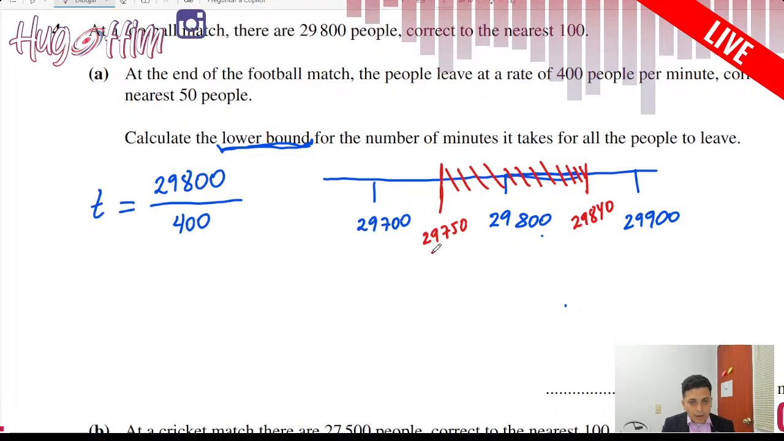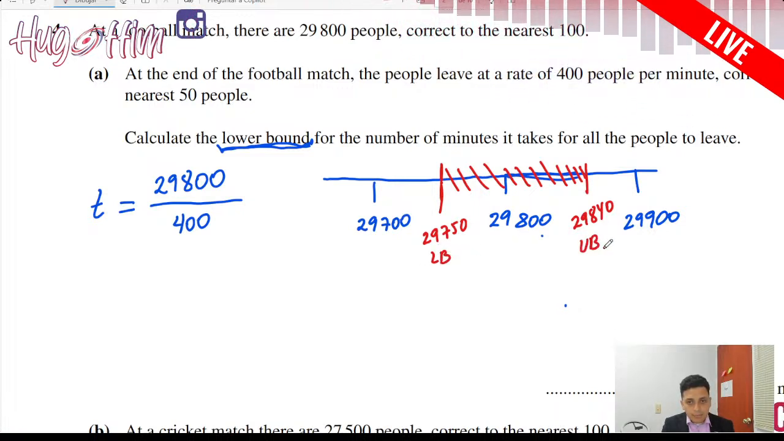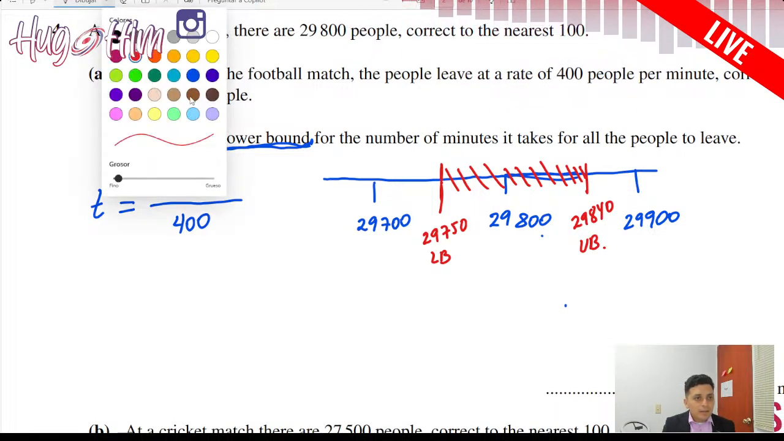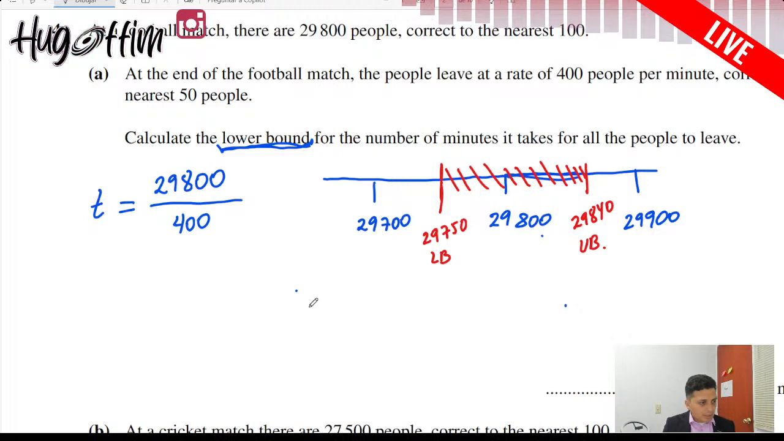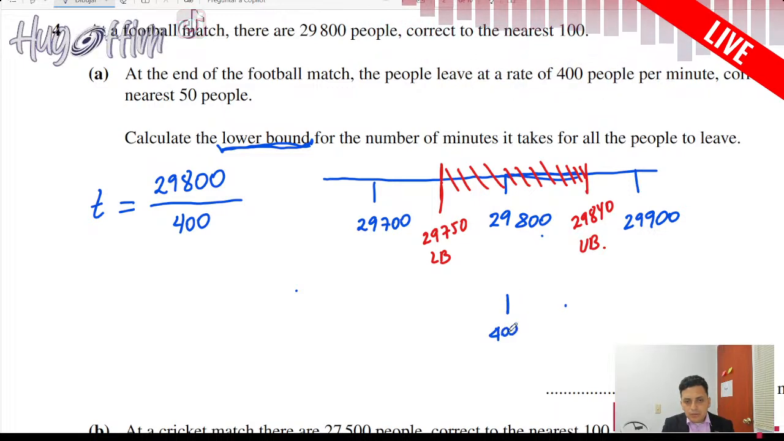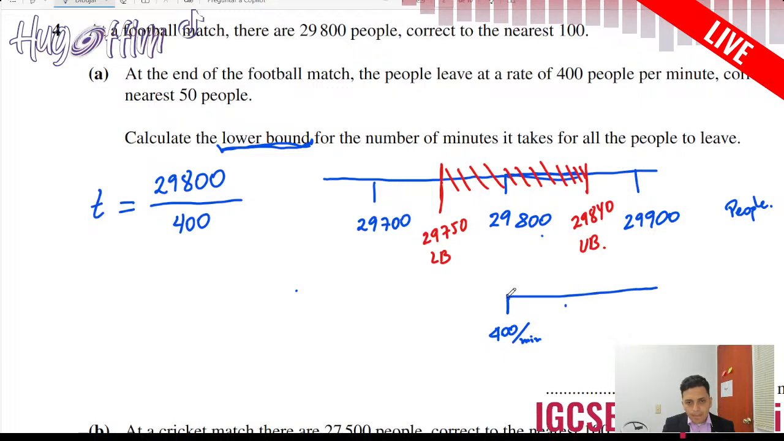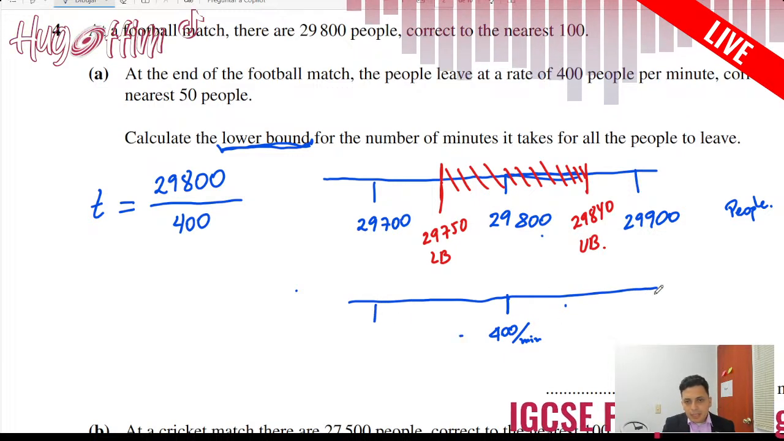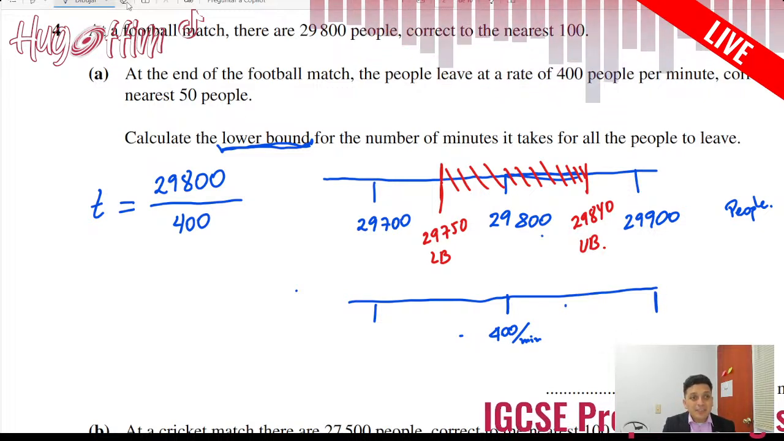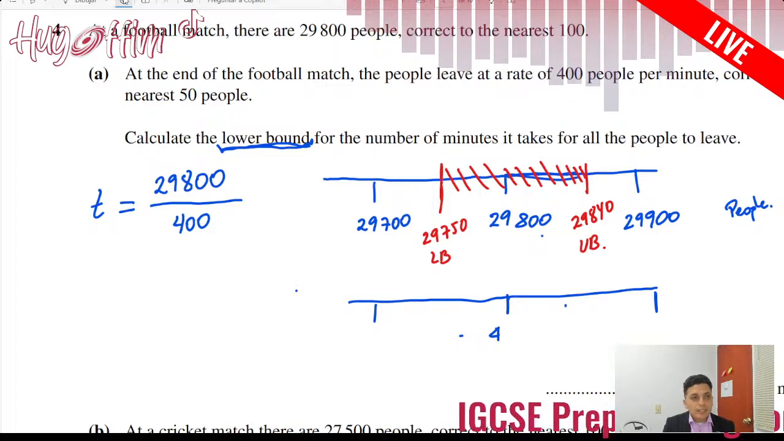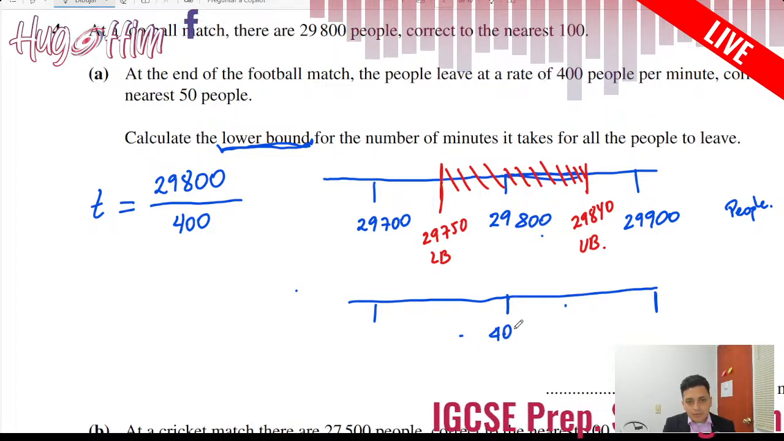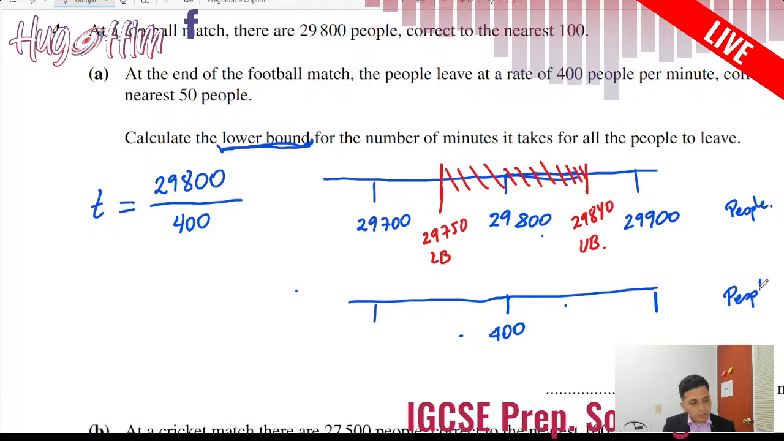We have the lower bound and the upper bound. Now, the other one: we have 400 people per minute, corrected to the nearest 50. What does corrected to the nearest 50 mean? This is people per minute.